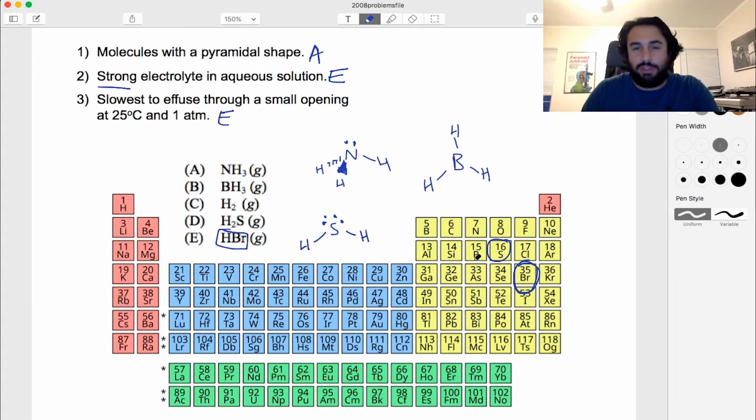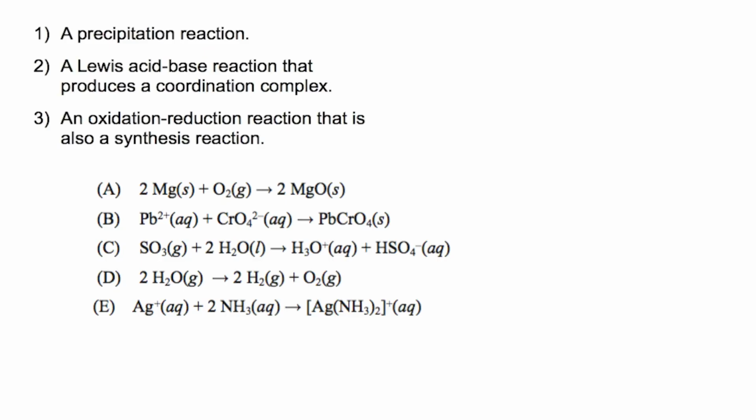So again, these are really good looking at a periodic table, whether you have some groups or some substances, and you need to talk about their properties and assign them to certain statements. And we talked a bit about VSEPR, electrolytes, and effusion.